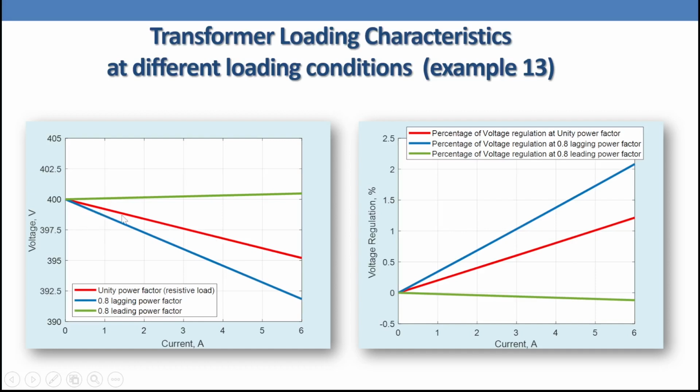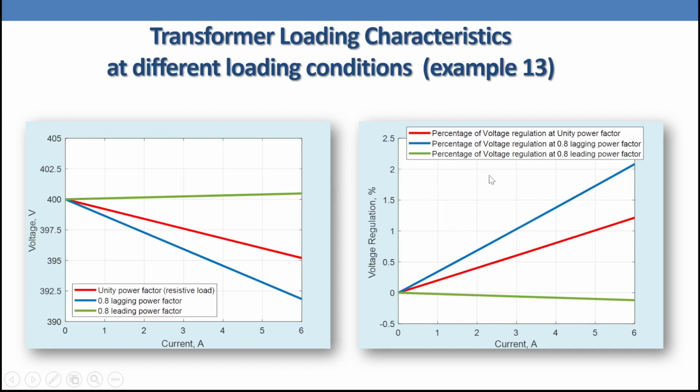So here the red color represents the unity power factor. As you increase the current, we have a drop in the voltage. We can reach something like 395 volt. That one is referred to the primary. And if you have an inductive load, we can reach something like 391 volt. But for the capacitive load, that one is more than 400 volt. So the voltage is increased.